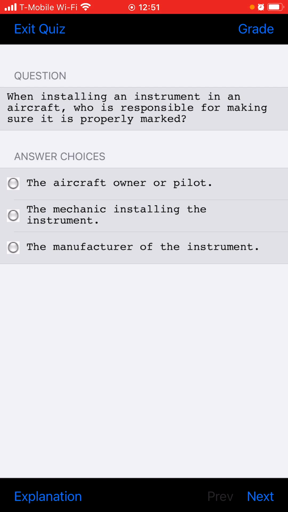What happens to excess pressure in the pneumatic system? The relief valve vents it overboard. It's dumped overboard. What is the function of a restrictor in the pneumatic system? A restrictor controls the rate of flow of the airflow.